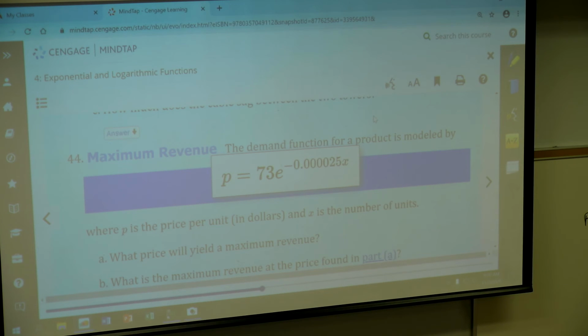Revenue is the number of units, x, multiplied by the price function, q of x, I'm sorry. We don't need the derivative though. Can I erase?